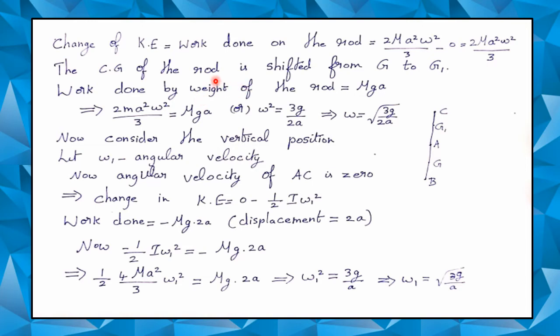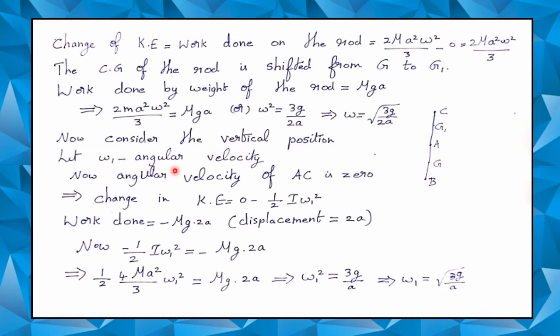Now at the vertical position, the center of gravity of the rod is shifted from G to G1. Also, the work done by the weight of the rod is equal to mg into displacement a. So these two are equal. 2ma square omega square by 3 is equal to mga, and omega is equal to root of 3g by 2a. Now consider the vertical position.